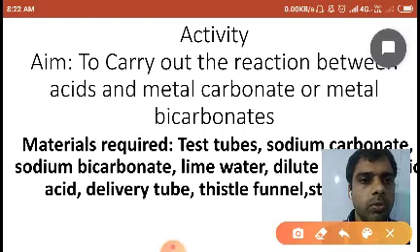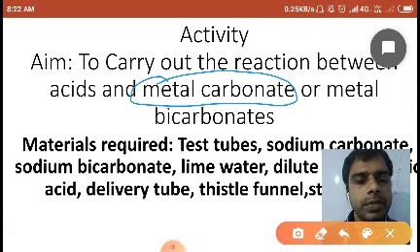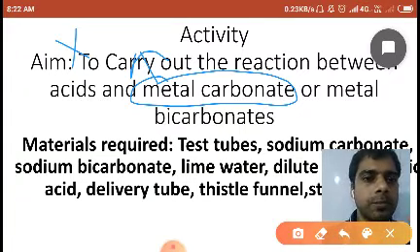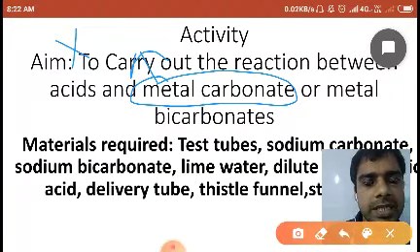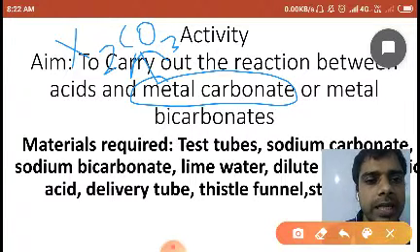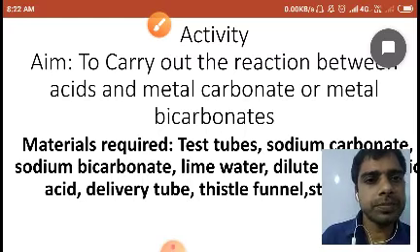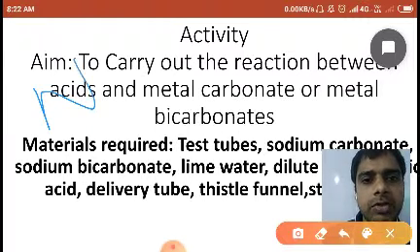Good morning, dear students. In this video, we will talk about the second activity of the chapter, which is to carry out the reaction between acids and metal carbonates or metal bicarbonates. As you know, the formula of a metal carbonate, if the metal is any X, according to its valency, can be X2CO3. If I write Na, then it can be Na2CO3.